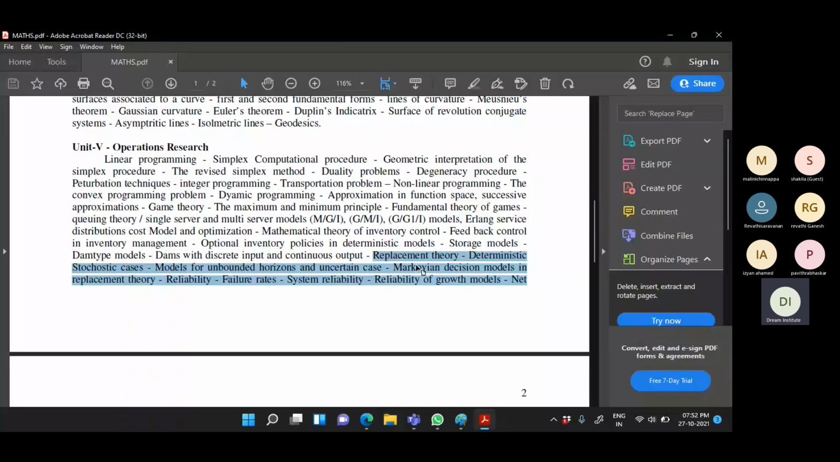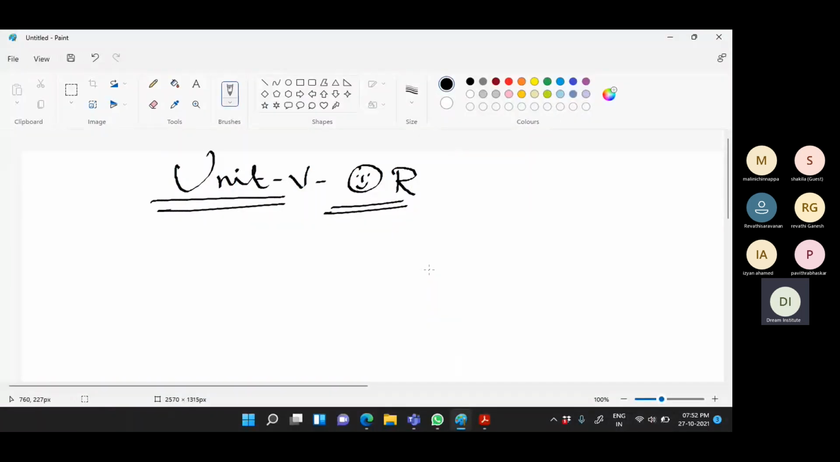Okay, so now we are going to start that chapter. It is unit 5, operation research. So here we have the process of the OR. What are the processes we have to calculate? Process of OR.